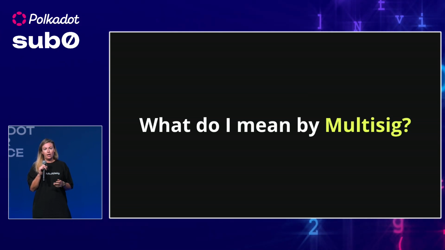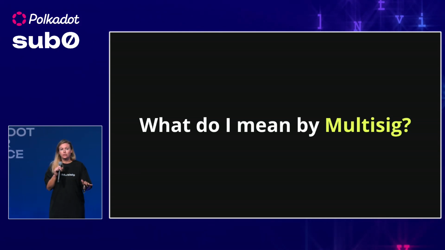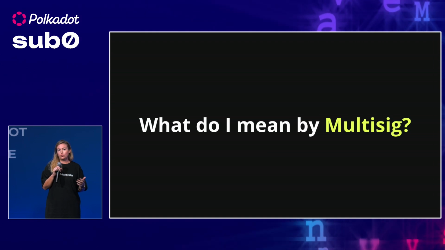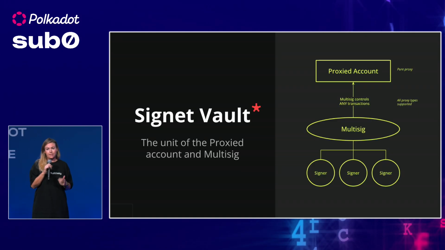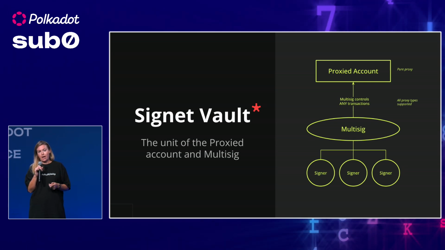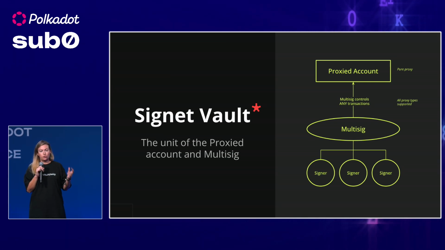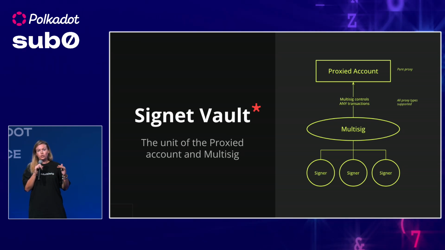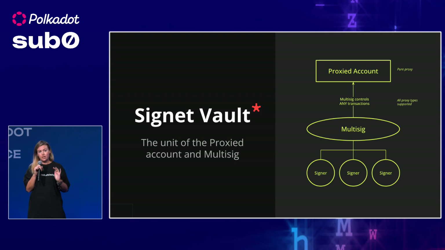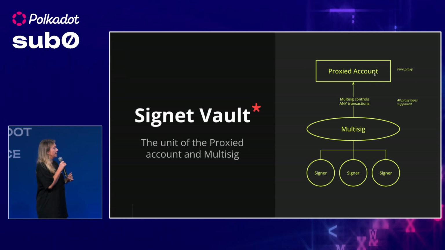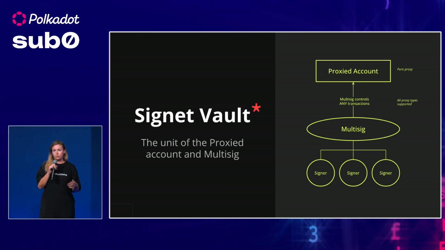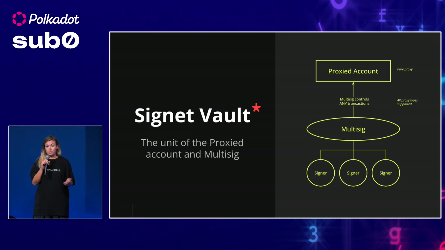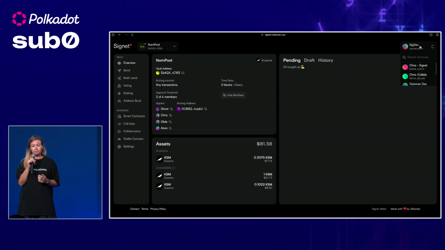But before I dive into the nitty-gritty detail, I first want to talk about what we mean when we say multi-sig. So Signet is based on the proxy and multi-sig pallets. And so we have a concept in Signet called the vault. The vault is a unit of the proxied account and the multi-sig. The proxied account by default is a pure proxy, so seedless, but we also support importing non-pure proxies as well, if that's how you have the existing setup.